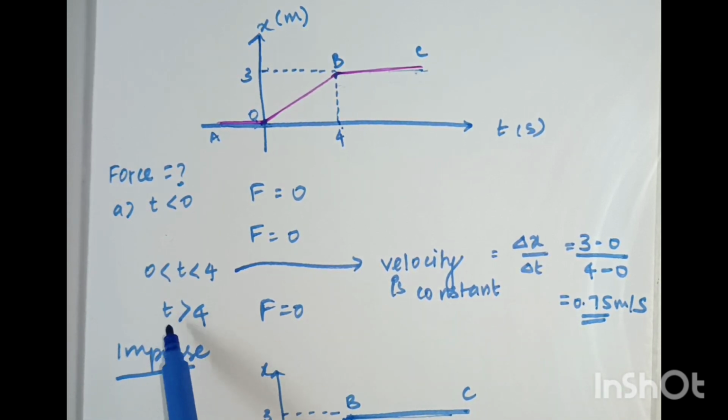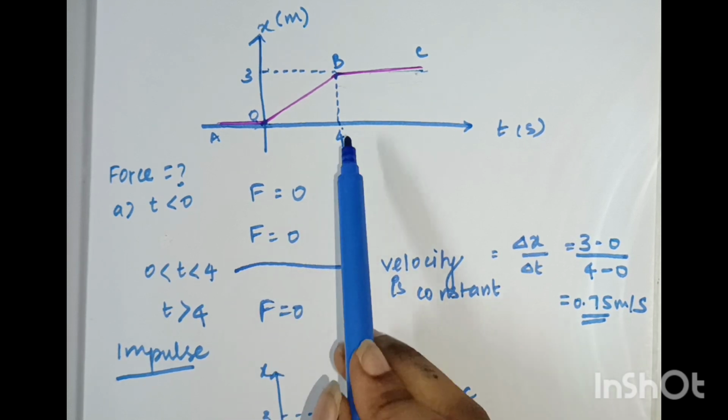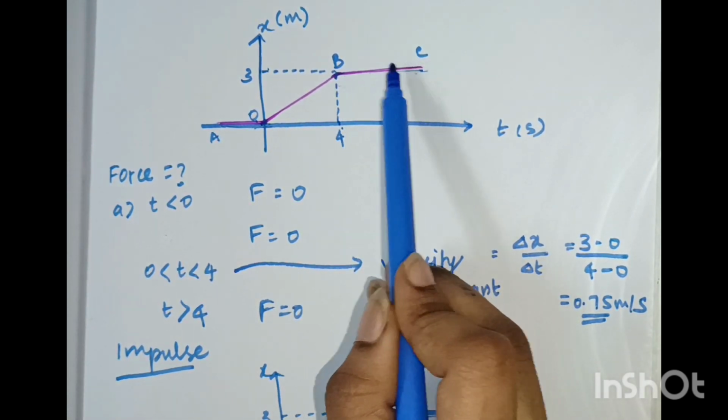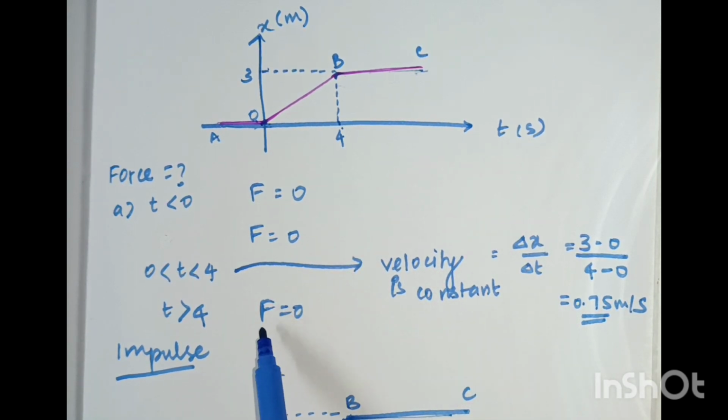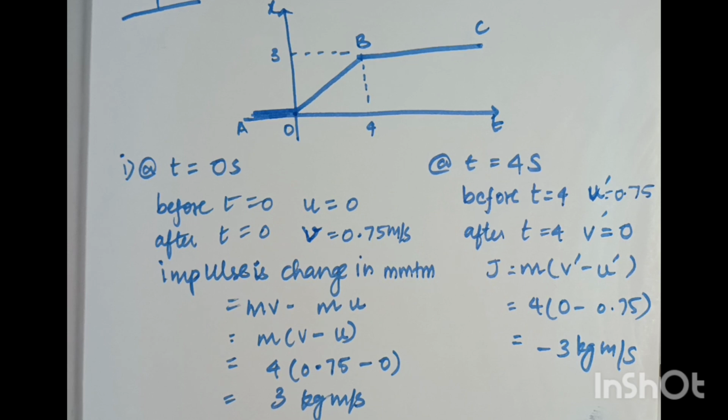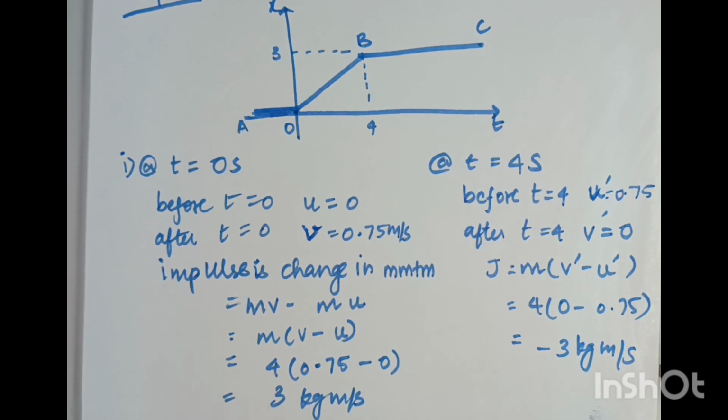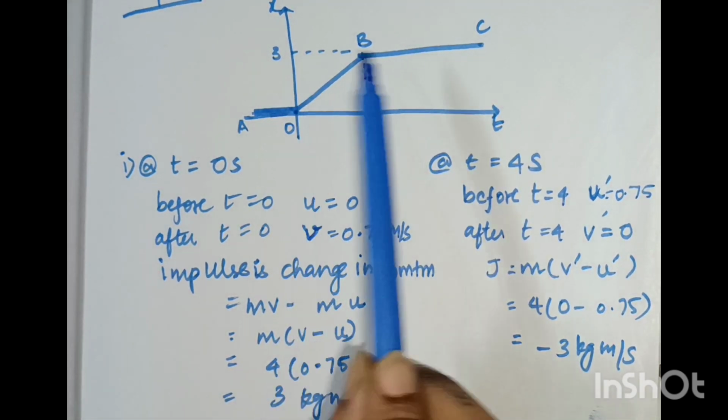Similarly for t greater than 4 seconds, the graph is again a straight line with 0 slope. So here also force will be 0. Let us see how we are finding impulse. They are asking us to find the impulse at t equals 0 second and at t equals 4 seconds. So this is the graph.